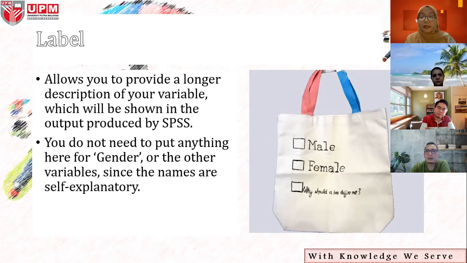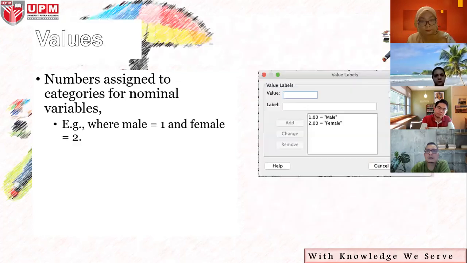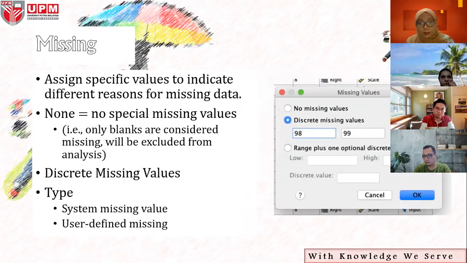So you may just copy and paste the full item for question number 1 into your label. Okay, and then values. Values indicate the numbers assigned to categories for a nominal variable. So this one is referring to the scale or the coding that you use for the categories for each variable of your study. Okay, so this is the example, 1 for male, 2 for female.